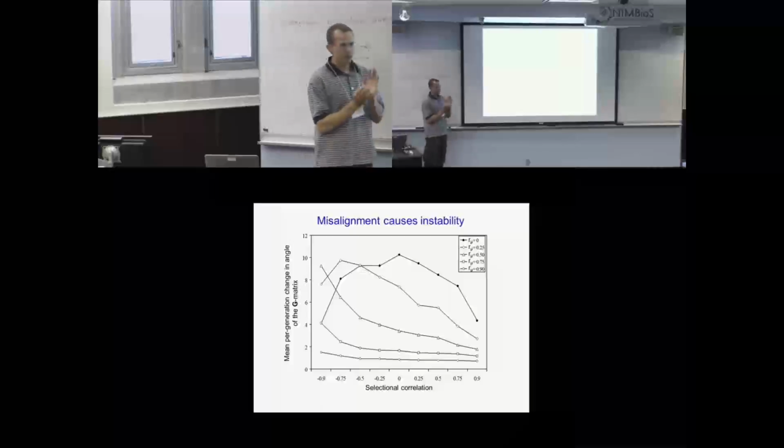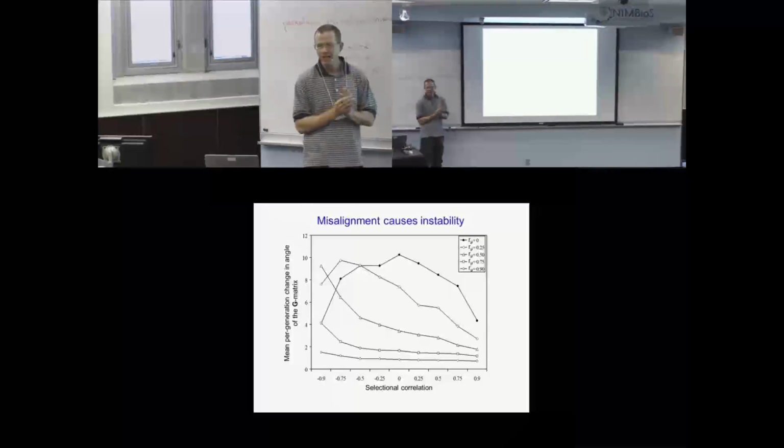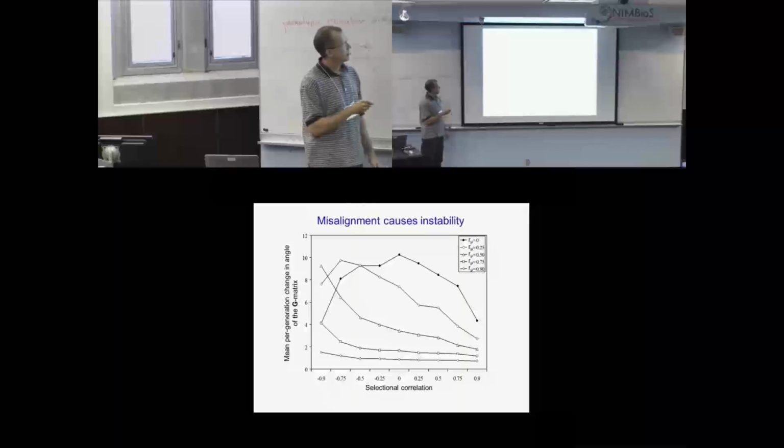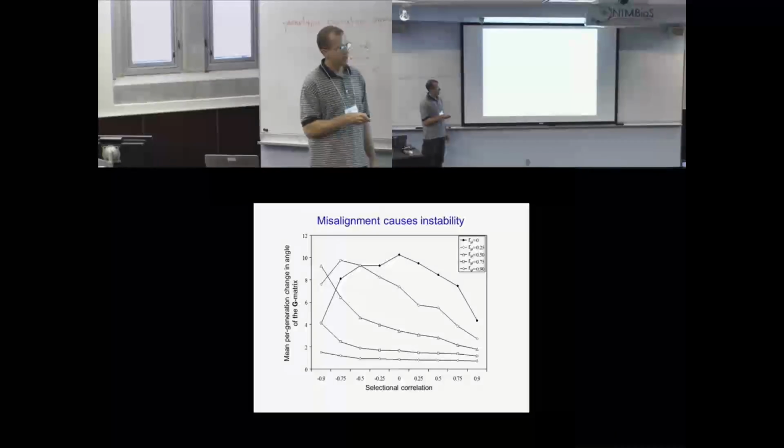But if those forces are misaligned, then that actually destabilizes the G matrix, right? So if they're opposite signs, then that actually decreases G matrix stability. And so the easiest way to see this is from this graph. Different lines on this graph represent different mutational correlations. So this line right here is a mutational correlation of 0. The x-axis shows the strength of correlational selection. So on the ends, you have either strong positive or negative correlational selection.